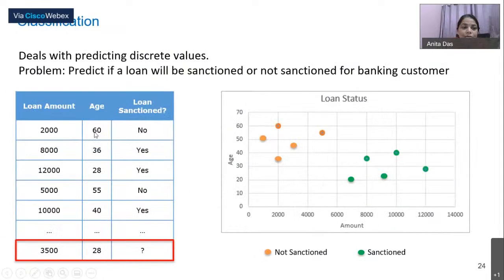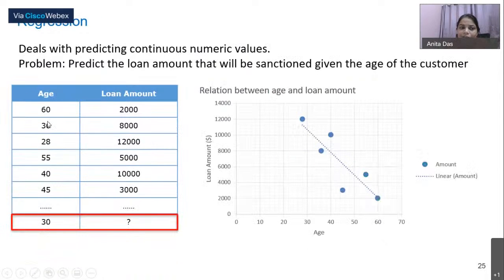Suppose in a bank, a customer has applied for a loan, and the bank has to decide whether the loan has to be sanctioned or not. Here the output is a discrete variable, so this kind of problem goes under classification problems. And when you want to know what loan amount has to be sanctioned, that's a continuous variable.